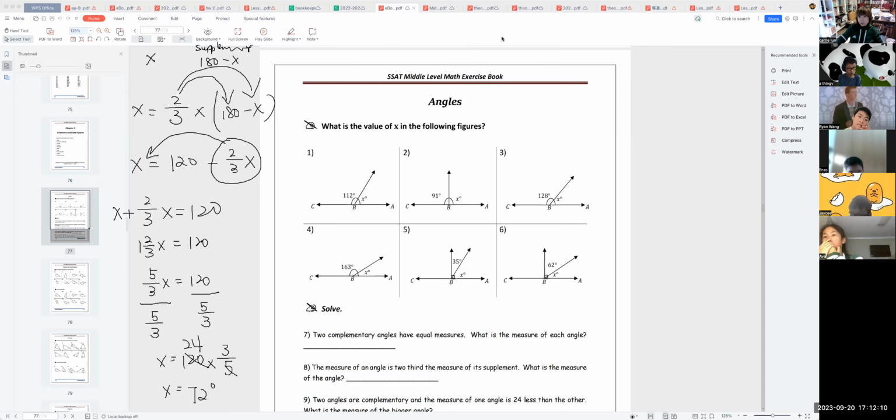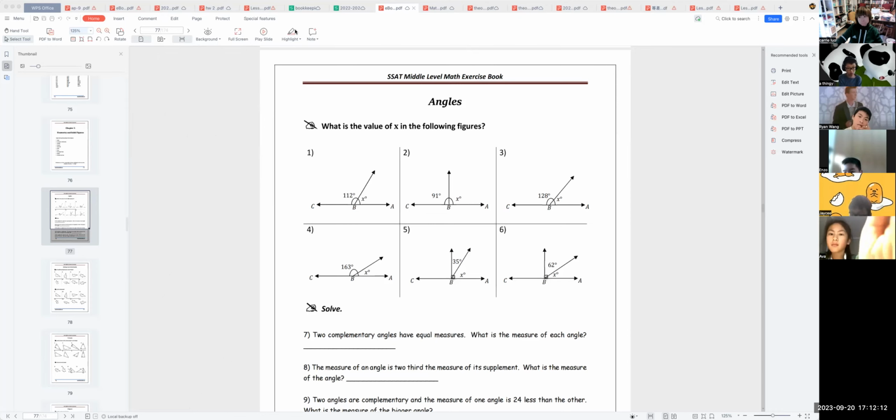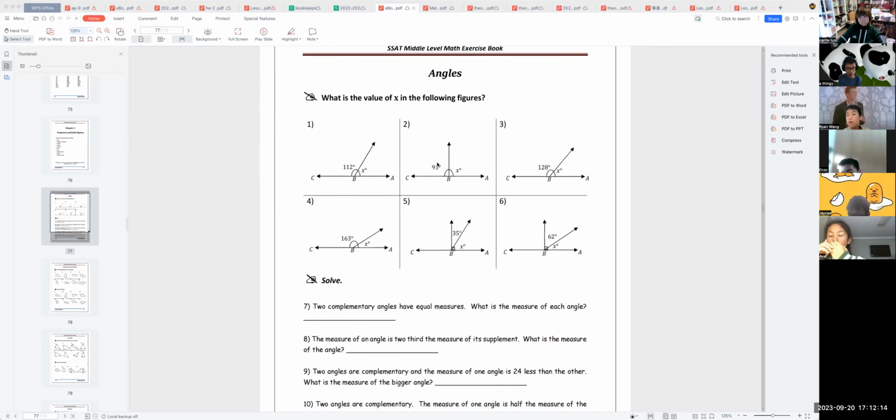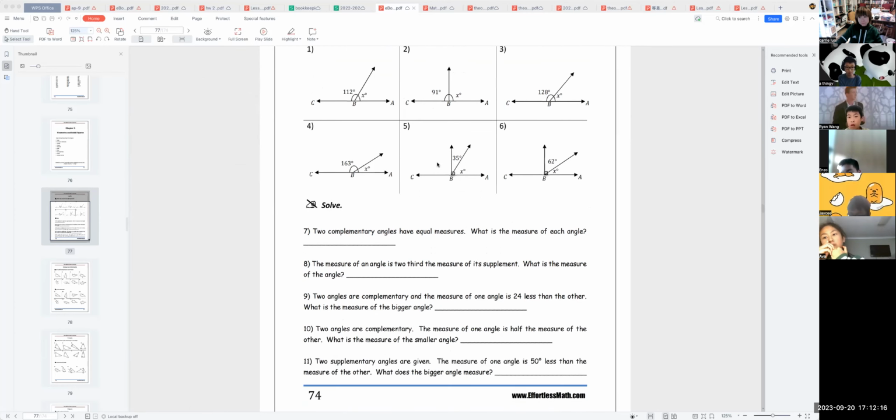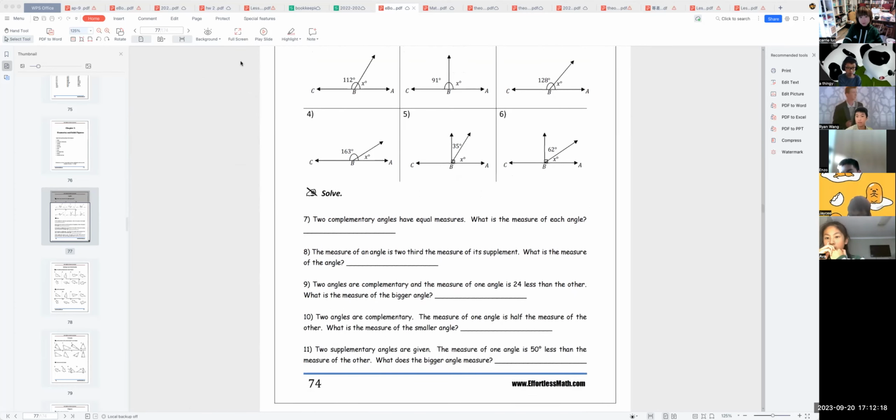Okay, so Ryan, did you get the homework for last week? Yeah. Okay, did you do it? Did some. Well, not some, most of it. Okay, good. So let's take a look at number 9. Two angles are complementary, and the measurement of one angle is 24 less than the other. What is the measurement of the bigger angle? What is complementary? Do you still remember?